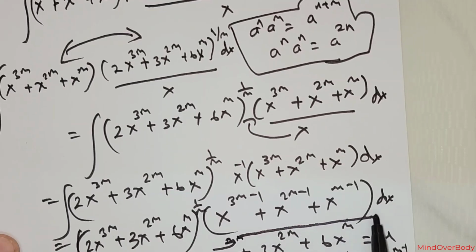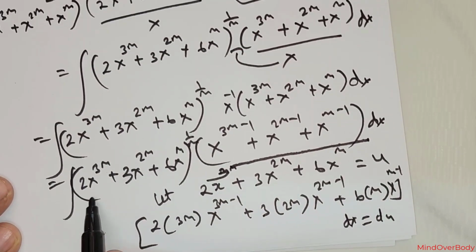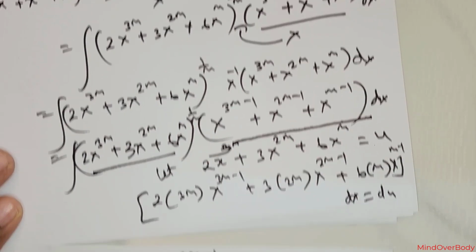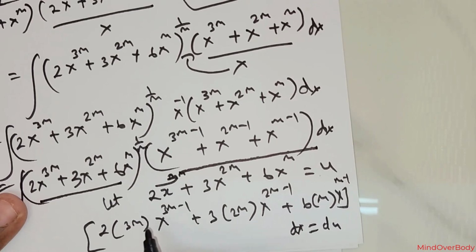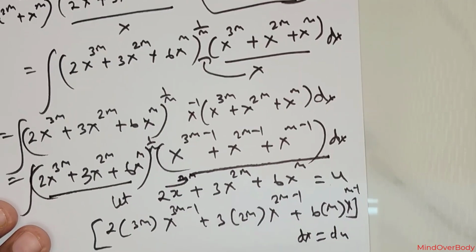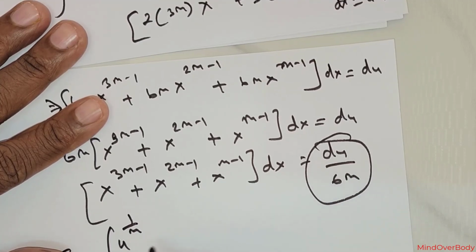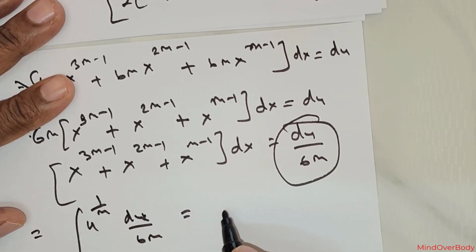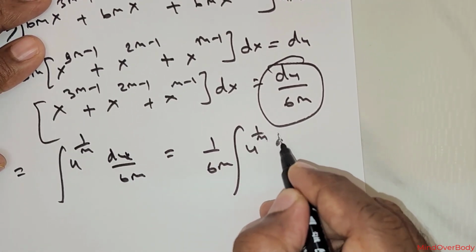Now in place of this, I can substitute this, and in place of this, I will substitute u. So this is equal to u raised to the power of 1/m, because this only is taken to be u, times dx, or I would say du over 6m. So this is equal to 1 over 6m times u^(1/m) du.